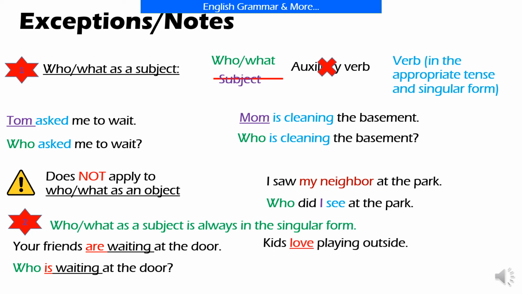Another example would be as following. Kids love playing outside. As you can see here, kids is in the plural form. Therefore, the verb love is also in the plural form. But if we ask a question to the subject of the sentence, who loves playing outside? The verb became third person singular because who is in a singular form.